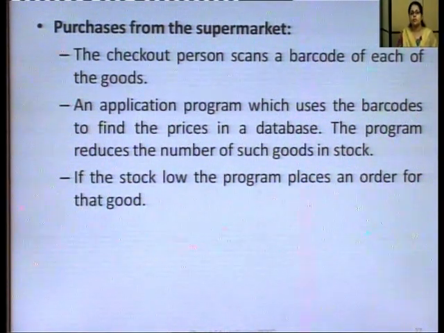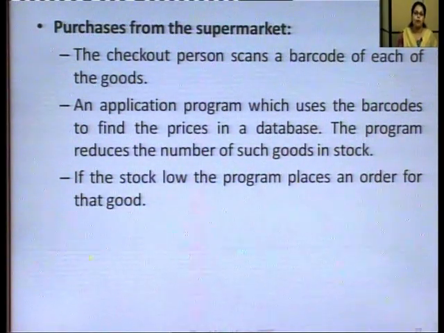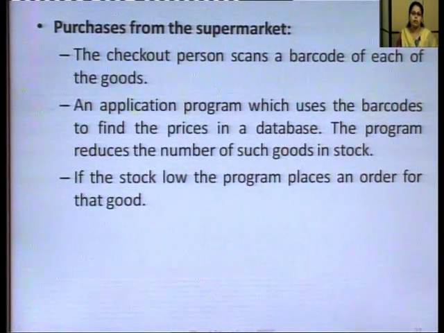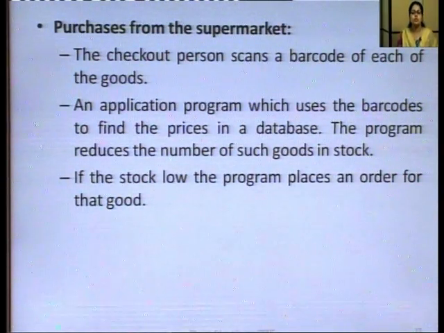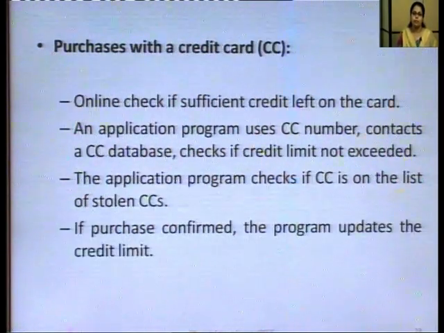Another example is purchases from the supermarket. The checkout person scans a barcode of each of the goods, and an application program which uses the barcodes to find the prices in the database reduces the number of such goods in the stock. And if the stock is low, the program places an order for that good. So this is also an example of a database system.